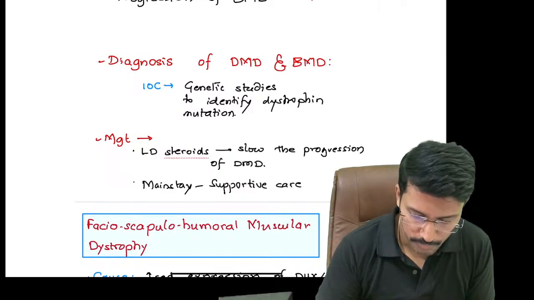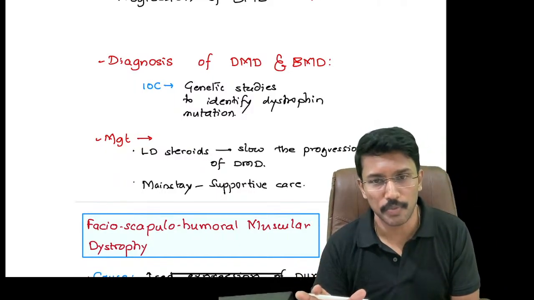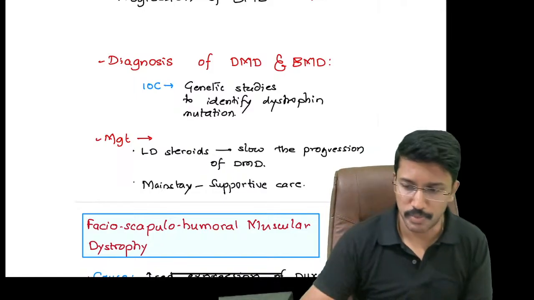What is the most common cause of death? It is the cardiovascular complications, heart failure, and arrhythmias.